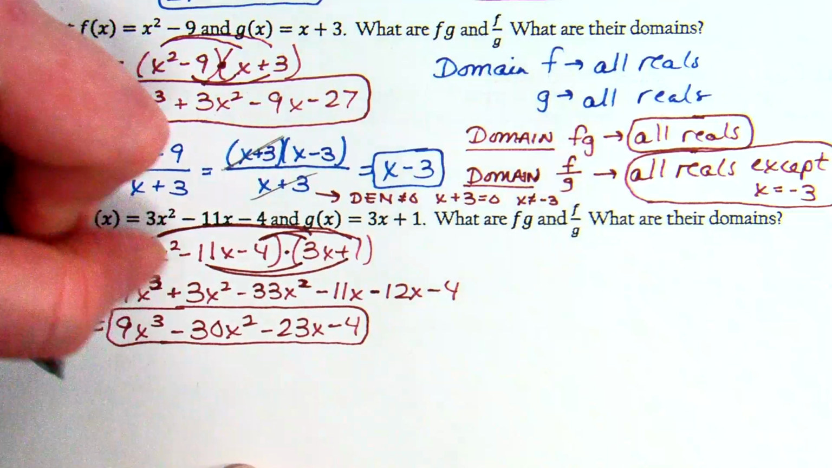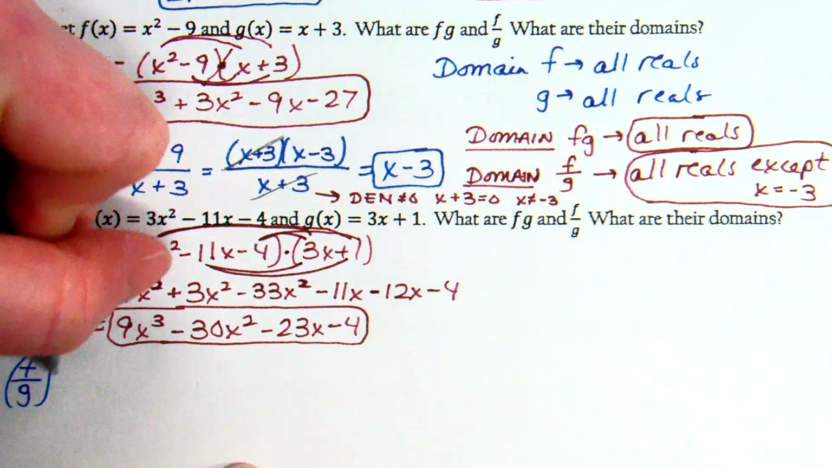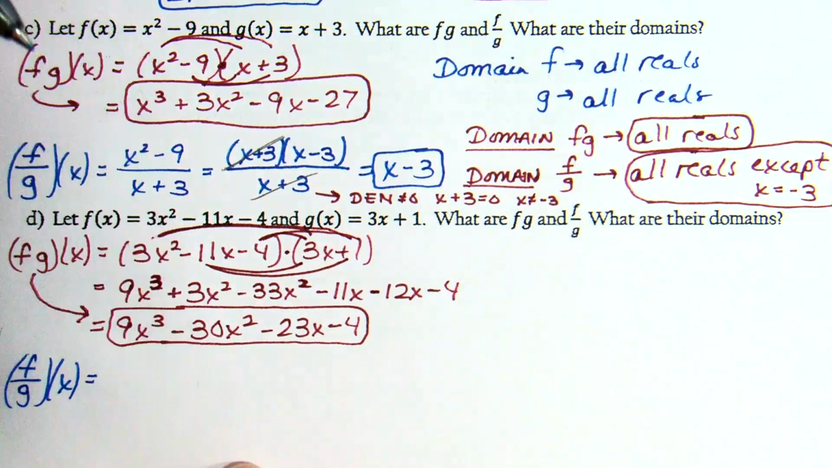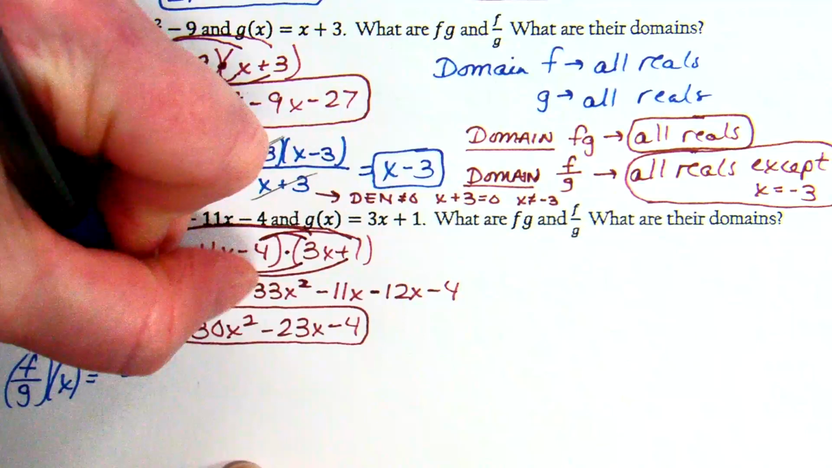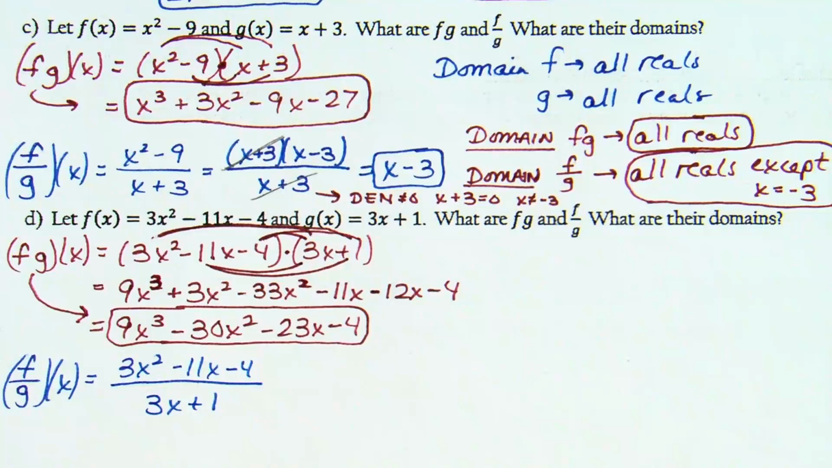F divided by g. So f over g of x is 3x squared minus 11x minus 4 divided by 3x plus 1. Thoughts on simplifying?